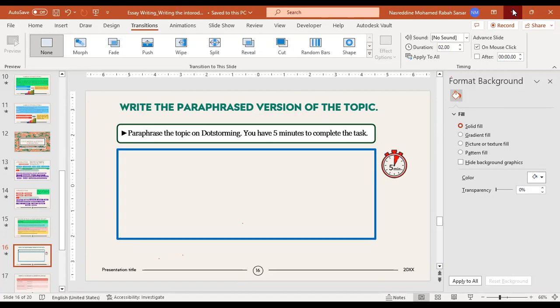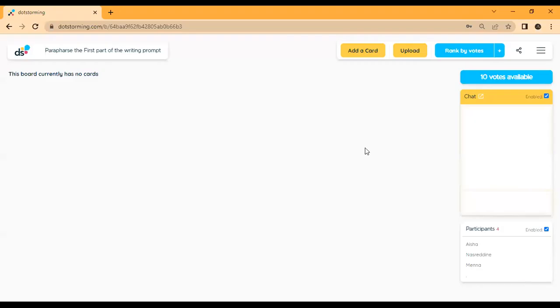It asks about password. Yeah, 123. So it's 123 only. Okay, and you need to write your name, guys. So I have Aisha, I have Menna. Now, I think I'm sharing the screen with you, aren't I? Am I sharing the screen, guys?